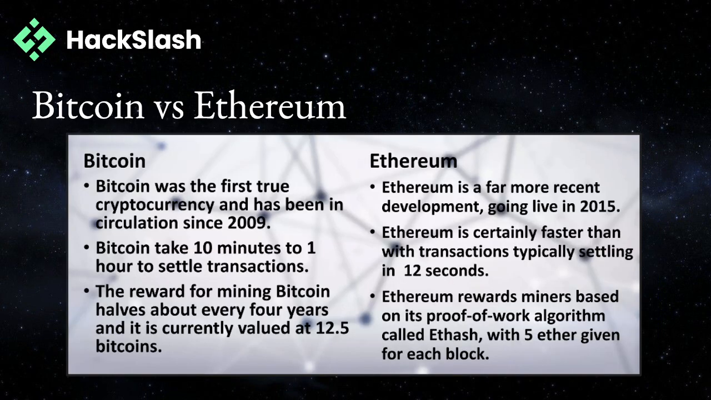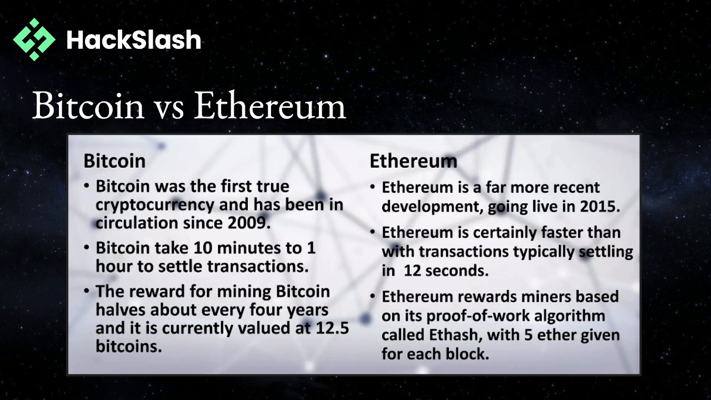Now, Bitcoin versus Ethereum. Bitcoin was the first cryptocurrency, founded by Satoshi Nakamoto in 2009. Ethereum was founded in 2015, and it is far more recent, as I told you earlier. Bitcoin takes 10 minutes to 1 hour to settle transactions, while Ethereum is much faster, typically taking 12 seconds for a transaction to get settled.